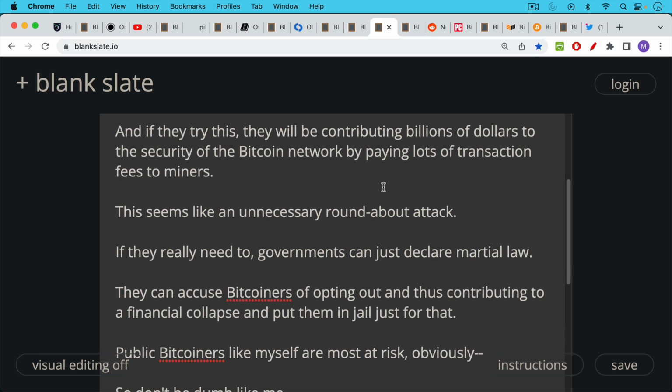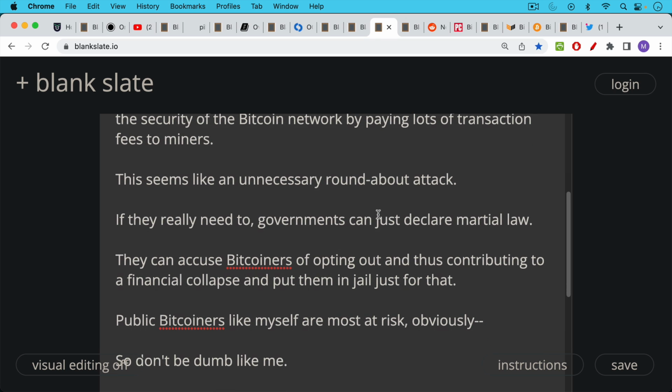If they really need to, governments can just declare martial law. If they want to get you and put you in jail, they don't need to accuse you of having CSAM on your computer. They can just accuse you of opting out. And in the situation of martial law or a financial crisis, they can accuse you of thus contributing to the financial collapse and put you in jail just for that, or they can trump up some other charges.